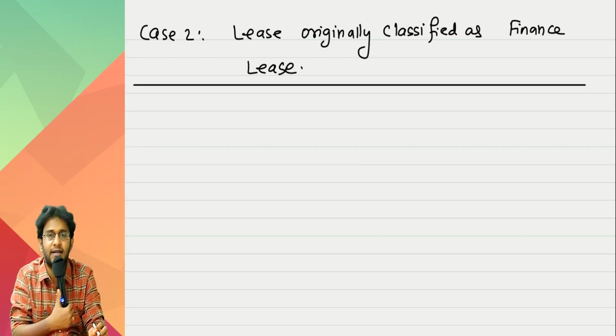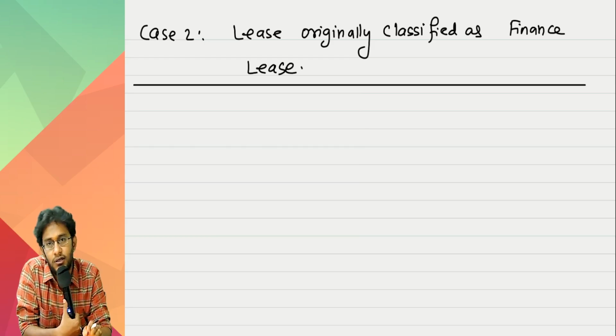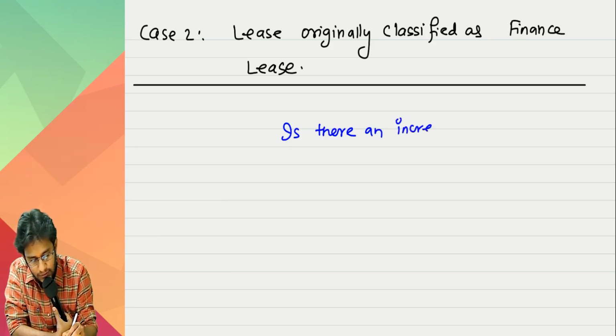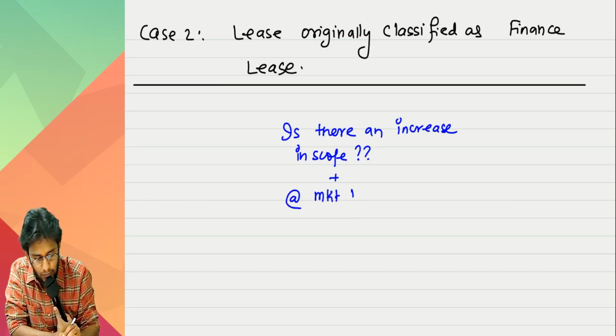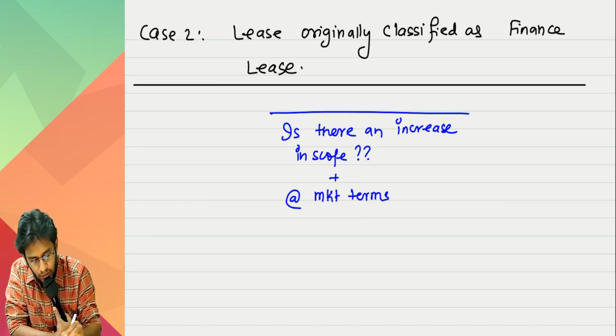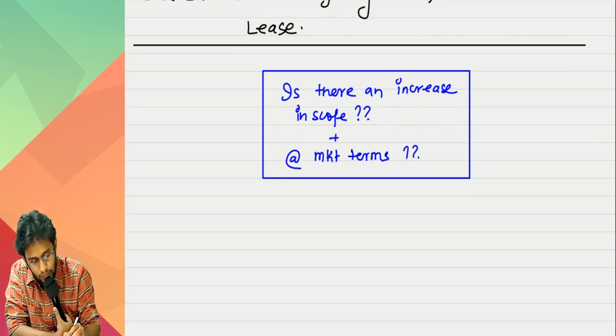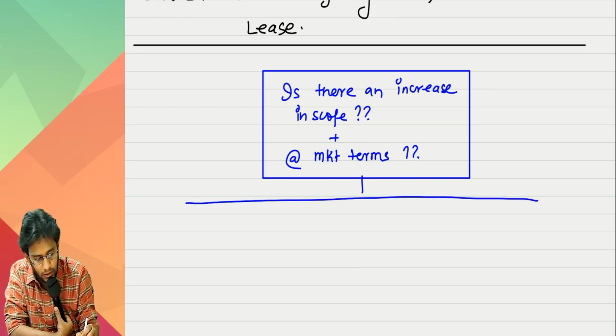The standard again asks the same question which it asked you in IFRS 16, in the lessee's case also. What was that? Is there an increase in scope plus at market terms? Is it this kind of modification? If you say yes, then you know the answer also.